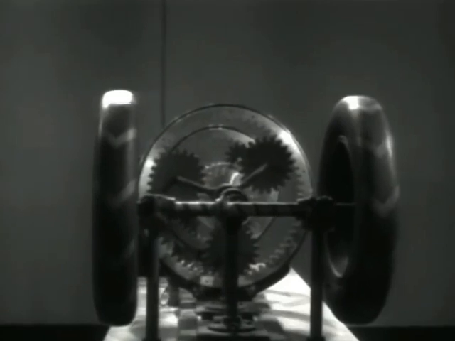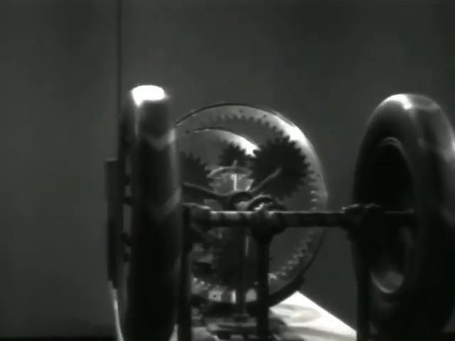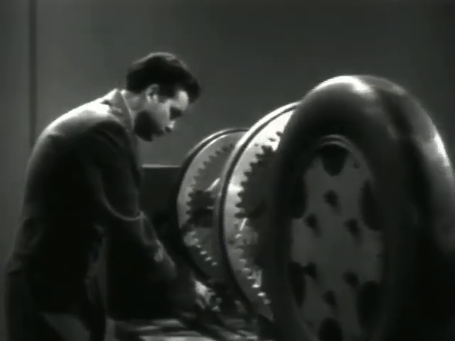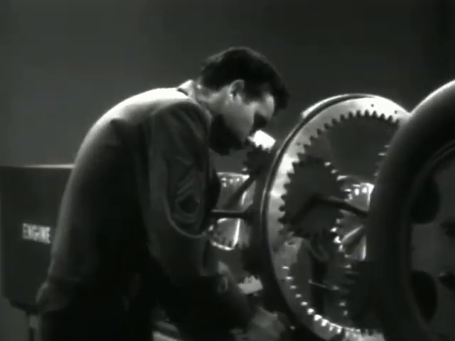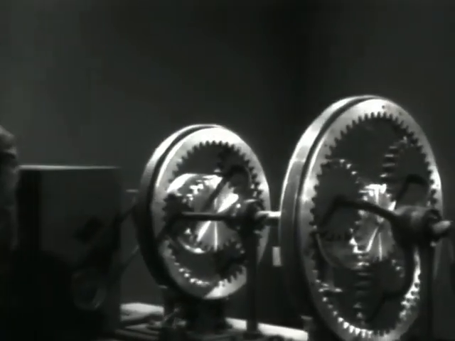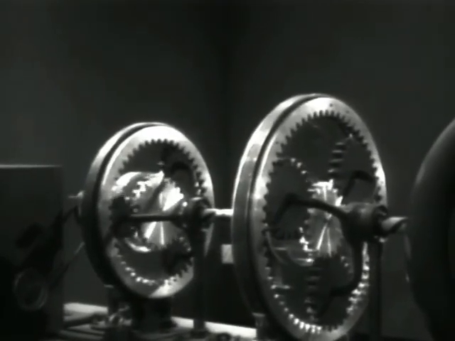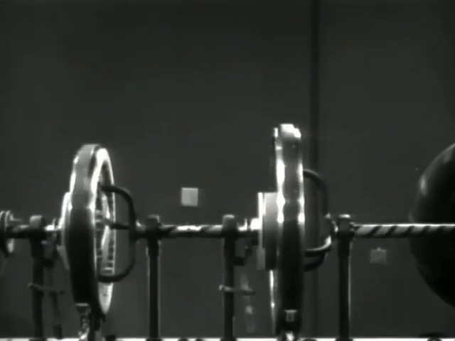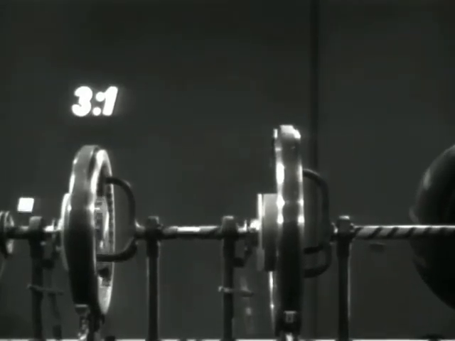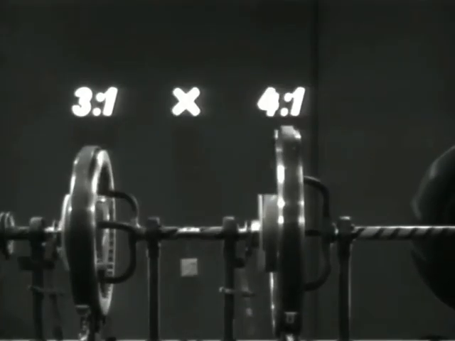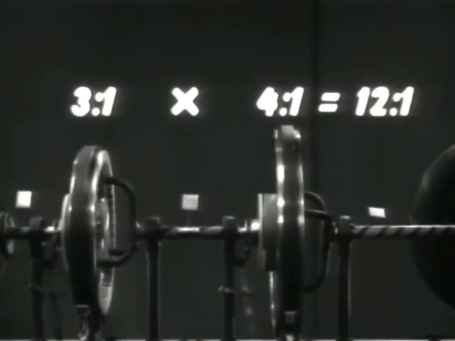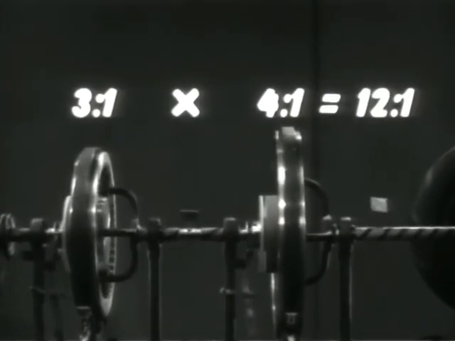To demonstrate how connecting the sets multiplies ratios, let's use just 2 sets first. We'll put both sets in reduction. One set has a ratio of 3 to 1, and the other a ratio of 4 to 1. Therefore, we get a total reduction of 12 to 1. This is the lowest speed.